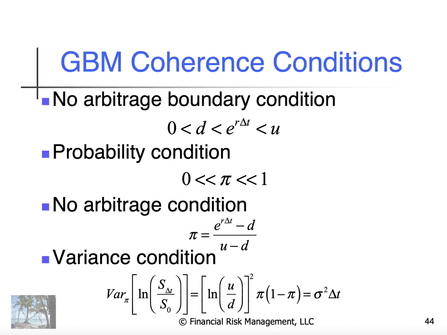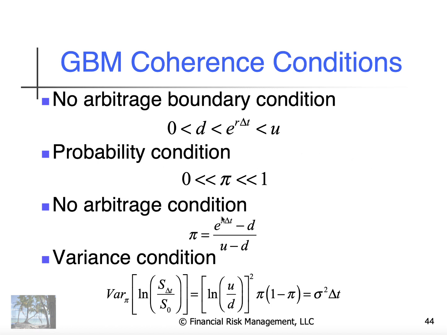In order to build multi-period models, we need what are known as coherence conditions. We don't want to build out a theoretical model and have it have intrinsic arbitrage opportunities within the theoretical model. And we can avoid that if we assume a no arbitrage boundary condition. That is, the total return on the risk-free rate has to lie between the total return if down occurs and the total return if up occurs. The probability condition is simply that the equivalent martingale measure probability can't be, quote, too close to 0 or too close to 1. We'll illustrate what the implications are there. Just as a general rule of thumb, just set that to be a half and your problems go away there.